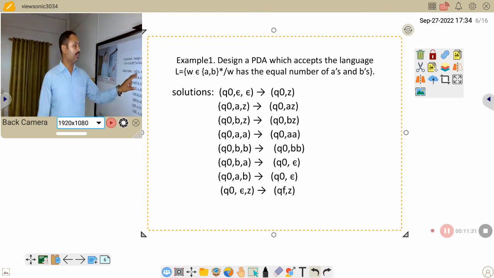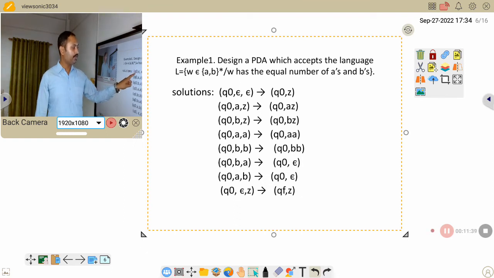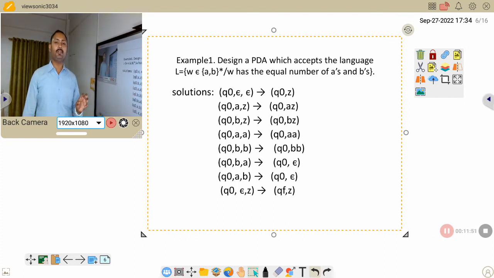So at first in the stack there is no symbol. So at first the stack is empty. Q0 is our initial state, and at first the stack is empty and the input tape is also empty. That is why there is null comma null. Now we are going to insert a special symbol which is known as Z. So what is the purpose of Z? It always points out the top of the stack. If a stack contains only Z, what is the meaning of that? Now the stack is empty. That is the meaning of that. So Z is used to always point out the top of the stack.